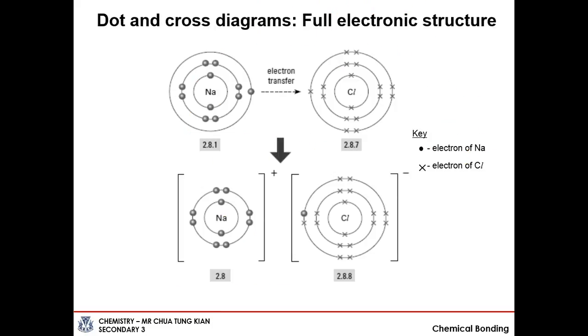Okay, the next thing you see here is actually the dot and cross diagram. Sometimes you will be asked to represent the ionic bonds or even the ionic bond formation, even covalent bond formation, with dot and cross diagrams. How do we draw them? It's actually quite simple and very straightforward.